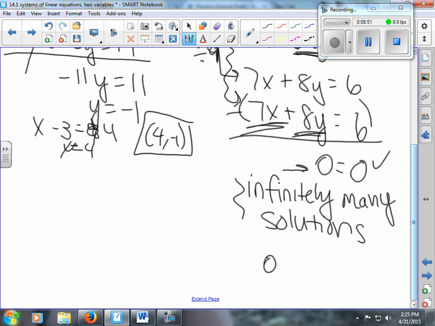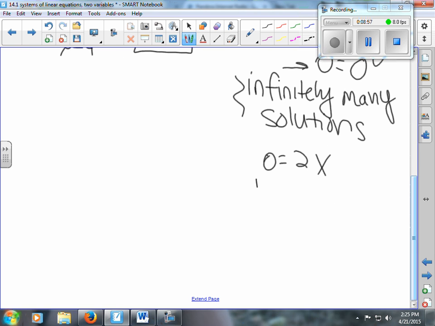Or you could get something like 0 equals 2, and everybody knows that's not true. 0 does not equal 2. And in this case, this is when you have no solution. Okay, so if you eliminate both variables, then you either have infinitely many solutions or you have no solution.